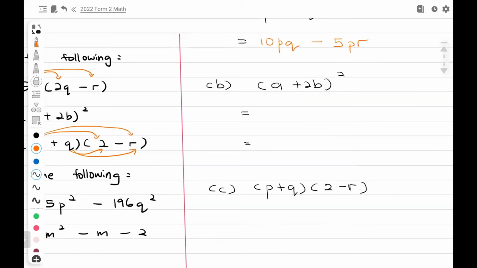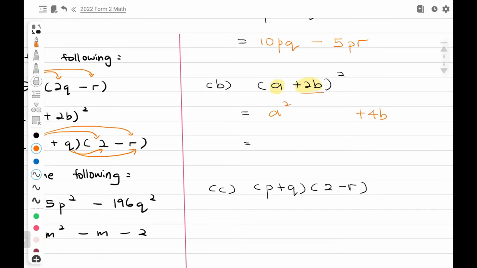And for B, we can use the formula. We split into two terms first. The first term is A and the second one is positive 2B. So follow the formula. A times A is A squared. And then the second term, positive 2B times positive 2B is positive 4B squared.